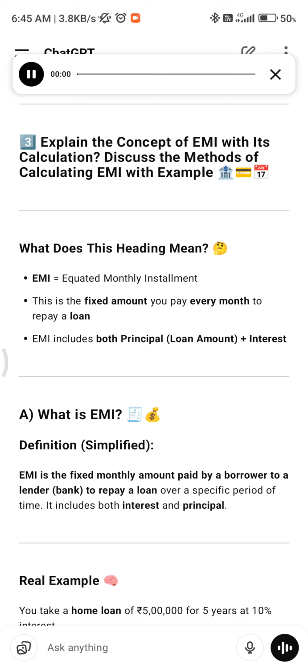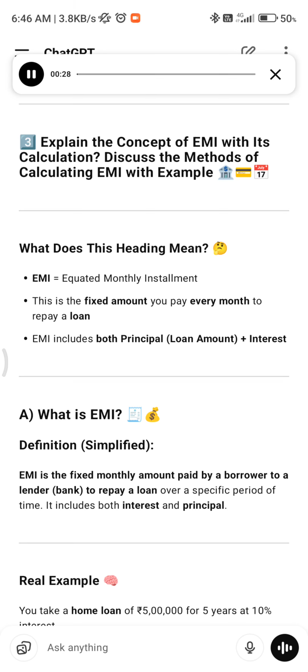Awesome! Now we'll learn a very important concept for banking, interviews, and real life. Number 3: explain the concept of EMI with its calculation. Discuss the methods of calculating EMI with example. What does this heading mean? EMI equals equated monthly installment. This is the fixed amount you pay every month to repay a loan. EMI includes both principal, the loan amount, plus interest.